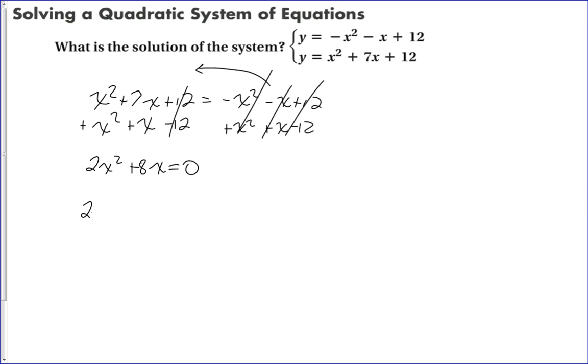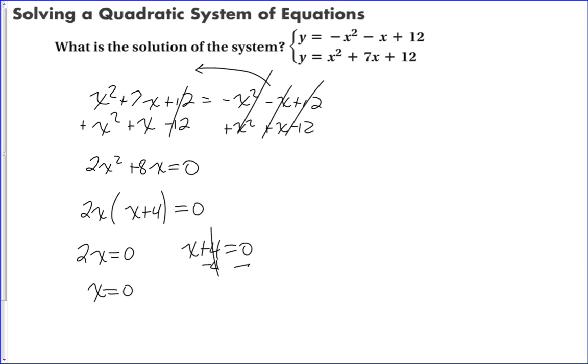Here it looks like we can pull out a 2x, so this gives us 2x times x plus 4 equals 0. So 2x equals 0, and x plus 4 equals 0. Divide both sides by 2 and you get x equals 0. Subtract the 4 from both sides, so x equals negative 4. Alright, so we got x equals 0 or negative 4.